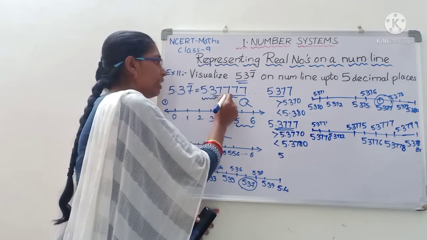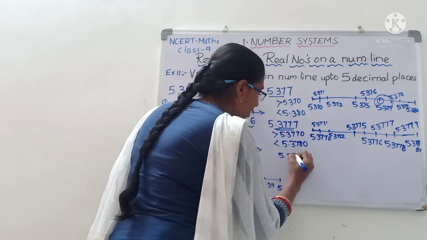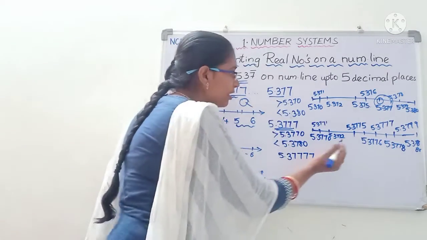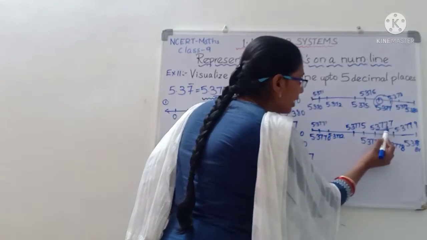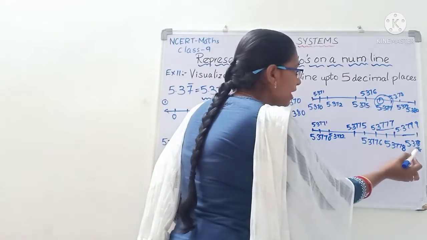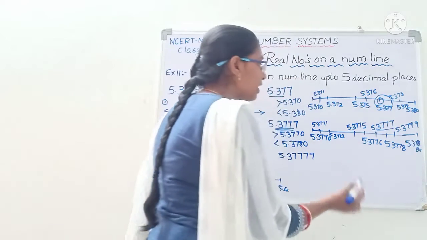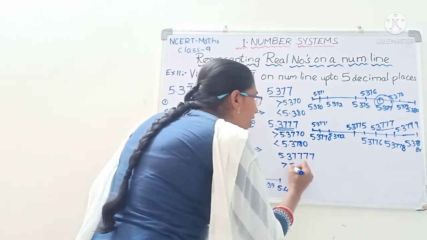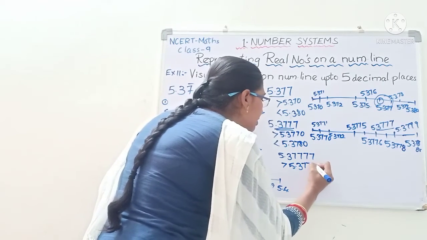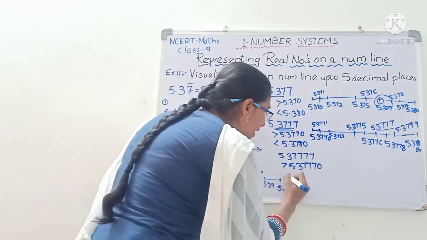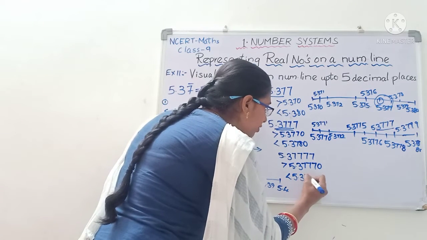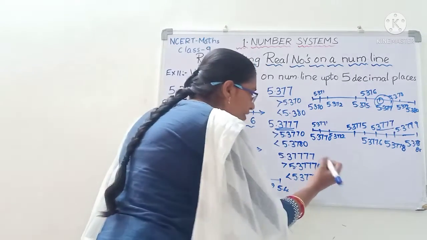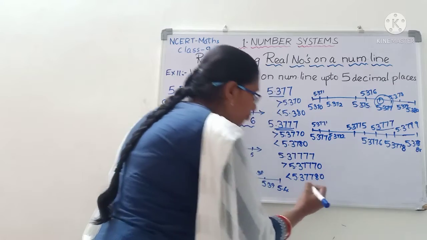Next, they are asking 5.3 with four 7s. Where will it be, children? It will be after you got 5.3777, right? After 777 you get 780, 7780. After that you get 7781. So it will be greater than 5.37777 and it is less than 5.37778. After you get 71, 72, 73 and so on till 79, then 80.